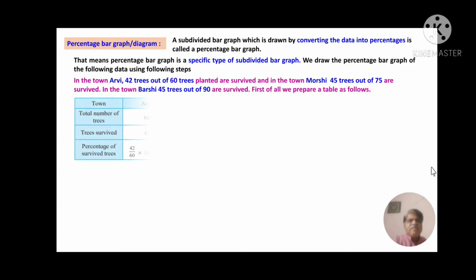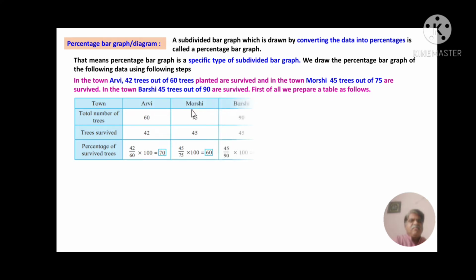Here you can see the different towns, RV, Morshi and Barshi. The total number of trees is 60 in RV, 75 in Morshi and 90 in Barshi. Trees that survived are 42, 45 and 45 respectively. From that we first have to find the percentage of survived trees, that is survived trees upon total trees into 100.